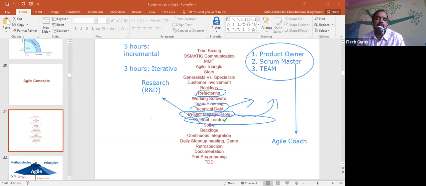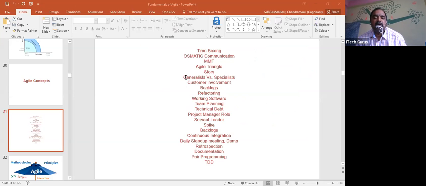Yes, sir. Okay. And another thing is very important in an Agile project. Backlog, we already discussed it, right? We know what is backlog and all. Continuous integration is a principle of Agile. What is continuous integration? Neelakandan?